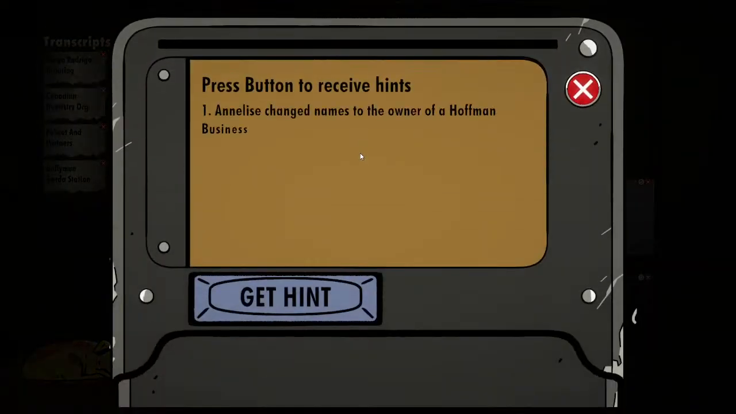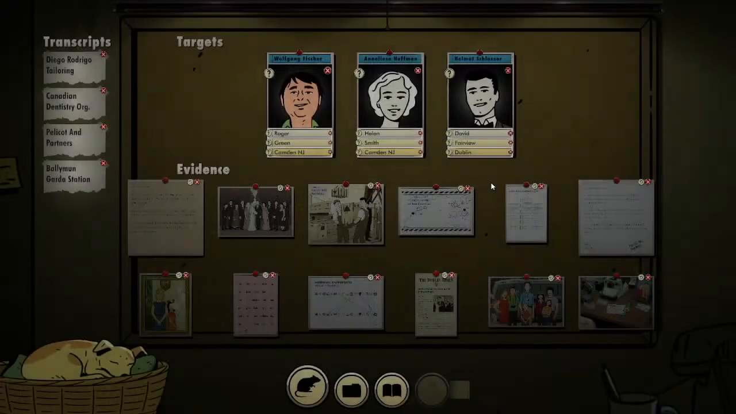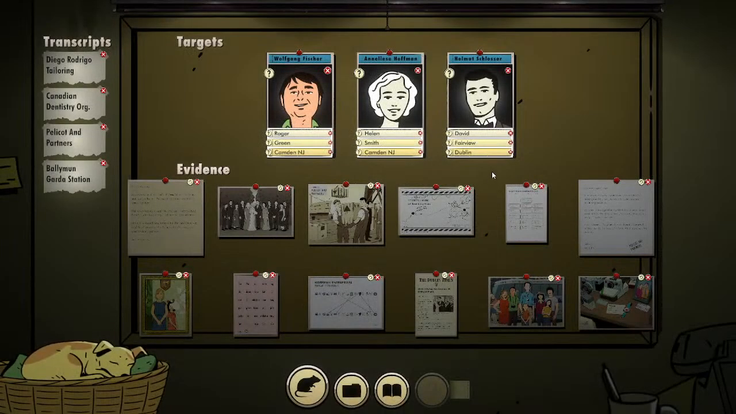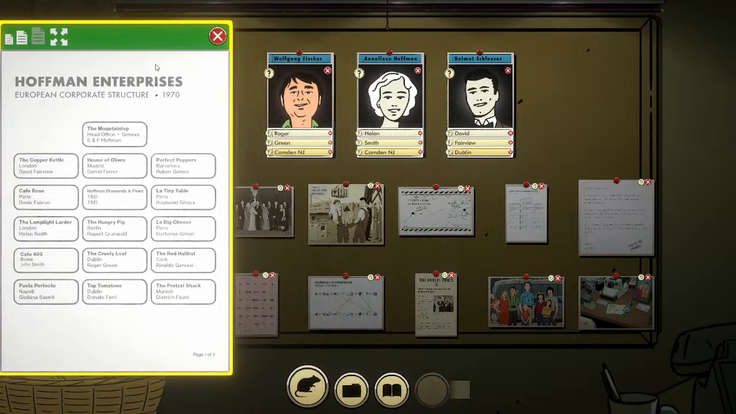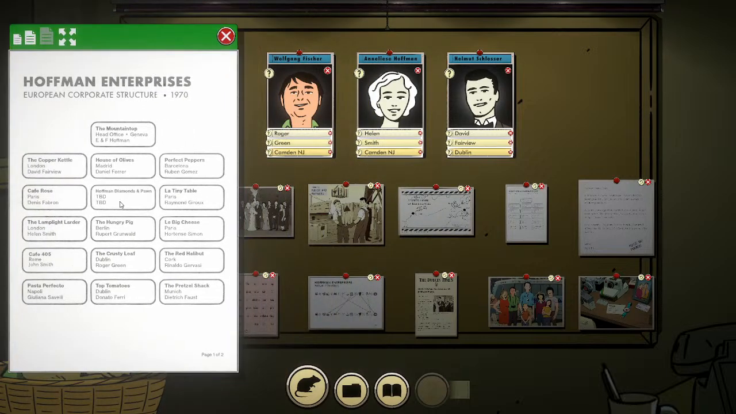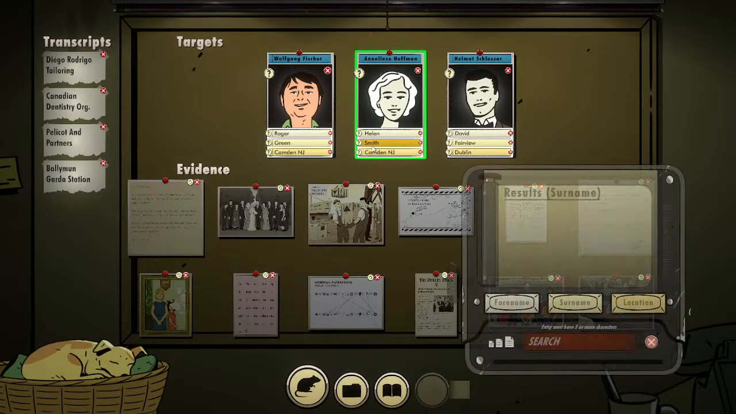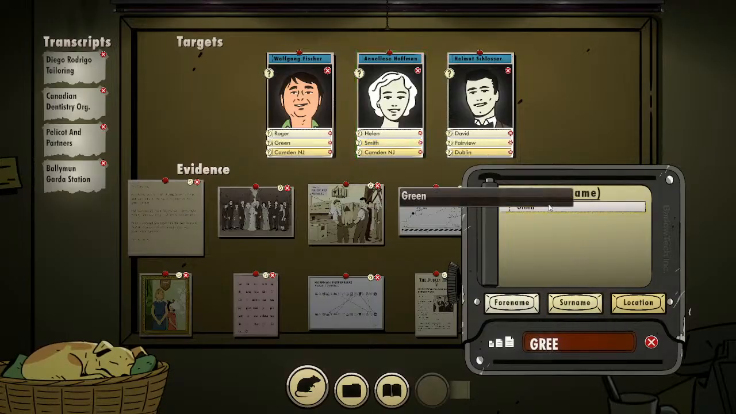Annalise changed names to the owner of a Hoffman business. Well, wait a minute. That is how I got Helen Smith. Did she go to... I'm looking in... Everything's in either London or Dublin. Did she change names again? Oh, wait a minute. I need her latest alias, not her most recent one. So we've got Helen Smith. Her name is Helen Green, not Helen Smith. So that's one mistake, but apparently I have at least 2 more.